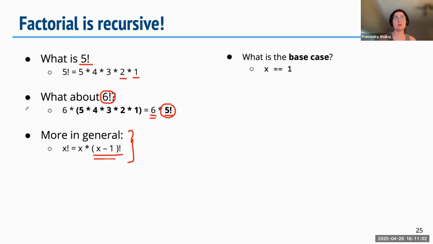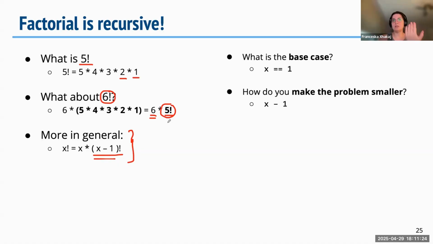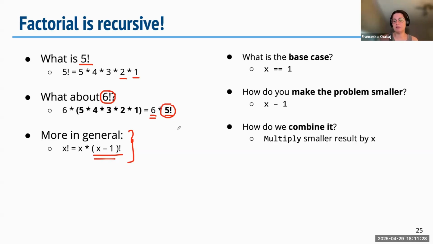How can I make the problem smaller? Again, to calculate 6 factorial, I will ask a friend to do 5 factorial, and to calculate 5 factorial, they're going to ask their friend to do 4 factorial, and so on and so forth. So the recursive case, making the problem smaller, would be x minus 1. I'm making it 1 smaller. And then I will call myself recursively with this x minus 1. And when I get the smaller result back, what do I do? I have to multiply it with the value x, that is what's left of the problem.